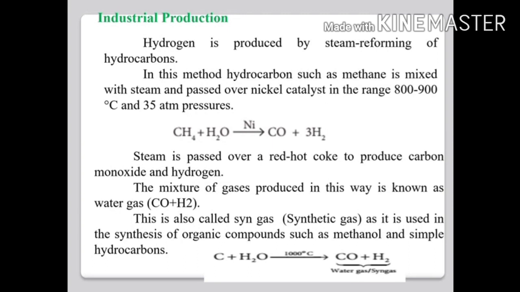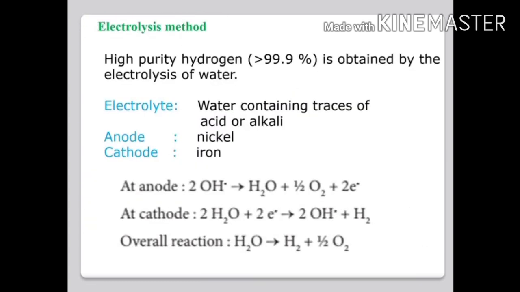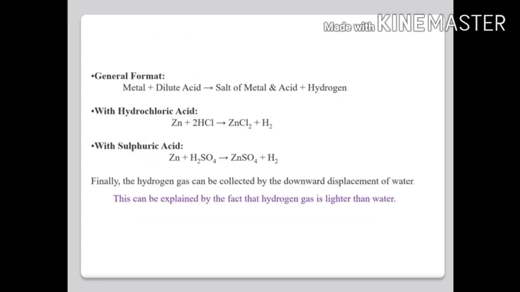Preparation of hydrogen is over. What are the methods we use to prepare hydrogen? First is the electrolysis method, second is laboratory preparation, and third is industrial production. In the electrolysis process, we use water containing a trace of acid or alkali as an electrolyte, a nickel anode, and an iron rod as the cathode. In the laboratory preparation, we take a highly reactive metal and react it with dilute acid, hydrochloric acid or sulfuric acid, to produce hydrogen.